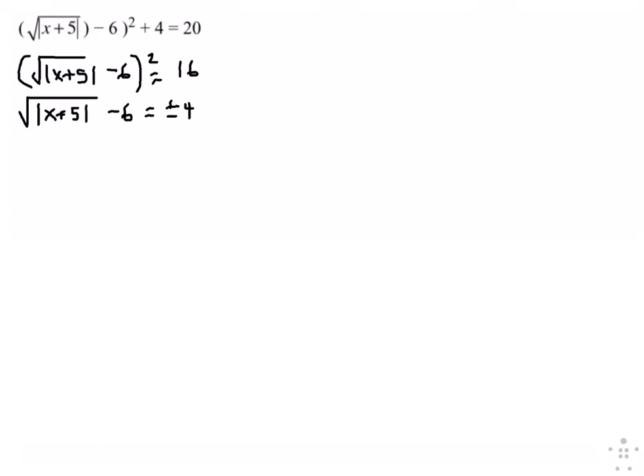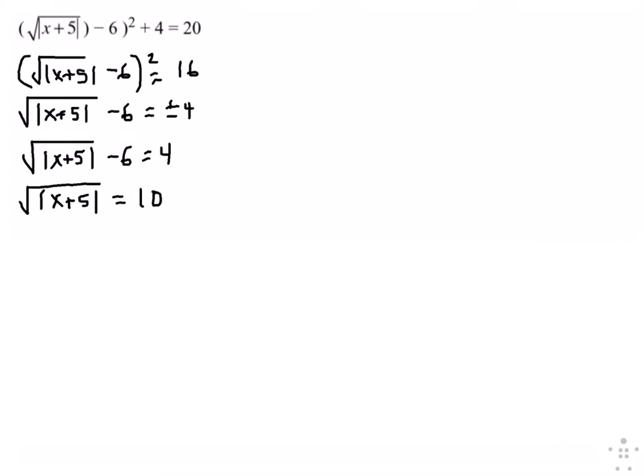4, right? So what we're going to do is solve the first equation equals plus 4, and then later we're going to solve the other equation, minus 4. So I'm going to first solve this one. I'm going to take the square root of the absolute value of x plus 5 minus 6 equals 4. We're going to do 4 first, and then we'll do negative 4. So I'll add 6 to both sides. So the absolute value of x plus 5 equals 10.